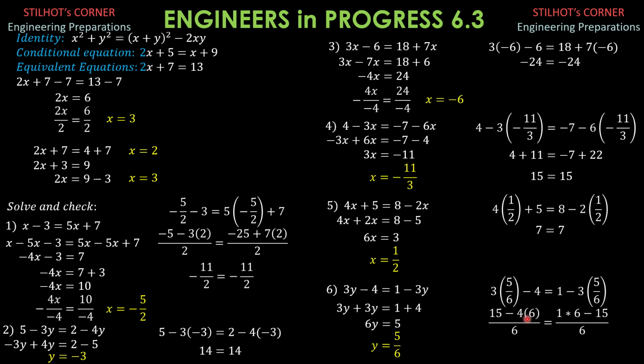So 15 minus 4 times 6 over 6 equals 1 times 6 minus 3 times 5, 15 all over 6. So 15 minus 24 is negative 9 over 6. 6 minus 15 is negative 9, then divide by 6. So negative 9 over 6 equals negative 9 over 6, or negative 3 halves equals negative 3 halves. And that validates our solution.